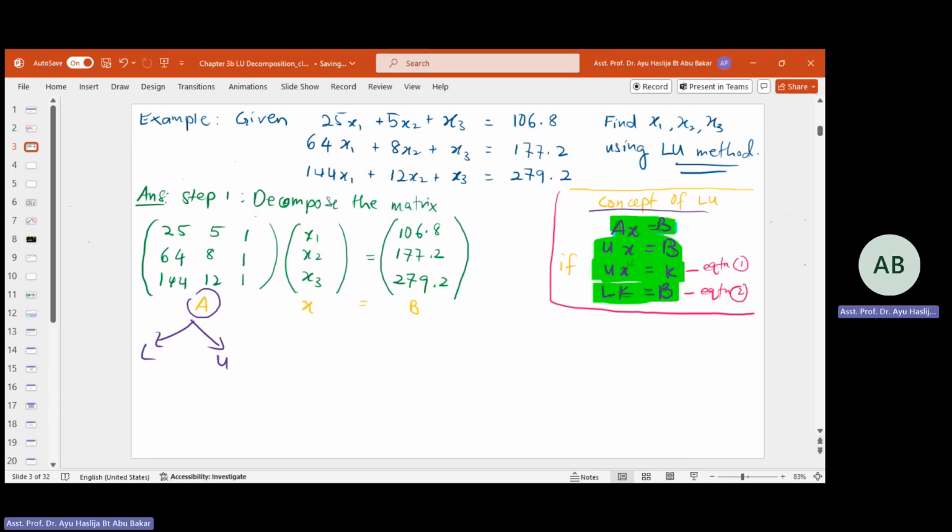Here, sorry. AX equals B means this A is LUX equals B, right? This is from the A. Now, UX equals K, LK equals B. Okay, the decompose. This one you must memorize, later we will need to use this. Now, I show you the step by step.